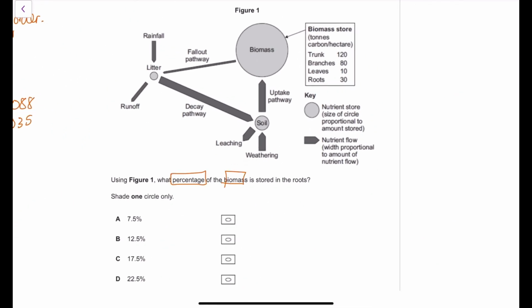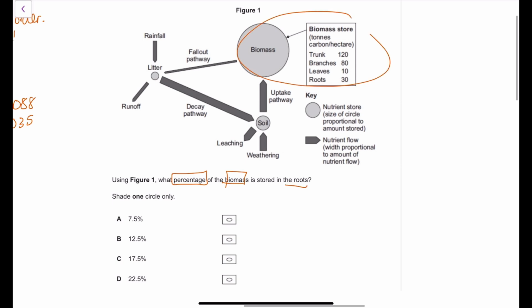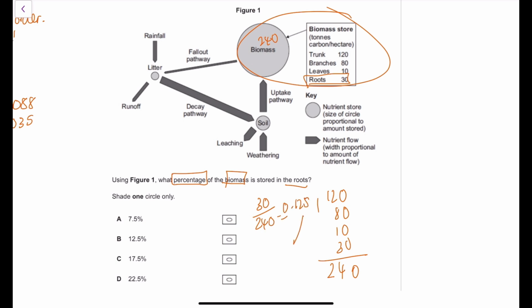The next question is asking about percentage of biomass stored in the roots. A couple of keywords there, we need to make sure we know what they are. Now the biomass store, it gives us some numbers. We're going to add them all up together to see the total of the biomass store. We're then going to take out roots, which is 30, do 30 over 240 to give us 0.125. And obviously, as we know, that's a percentage. We're going to times that by 100.